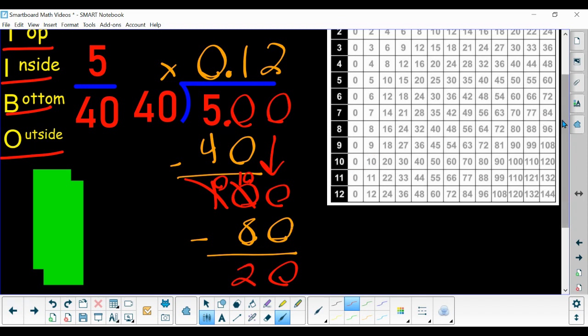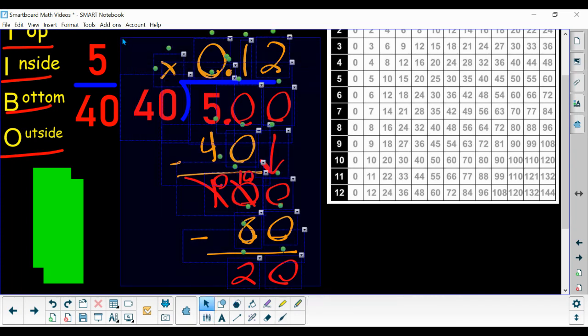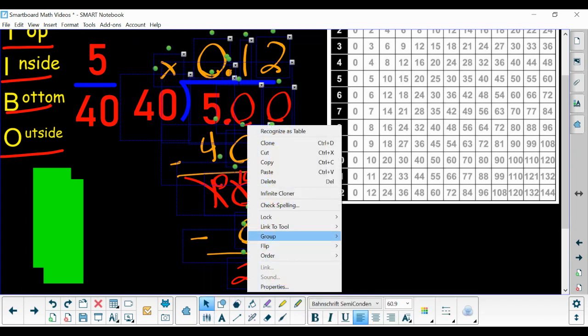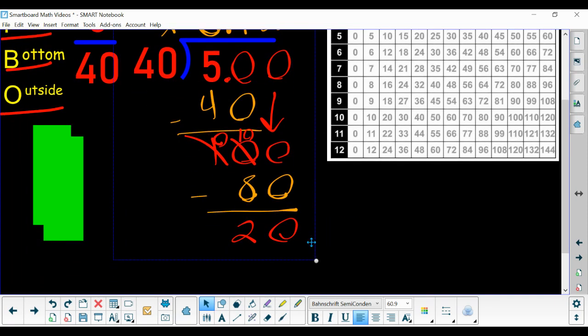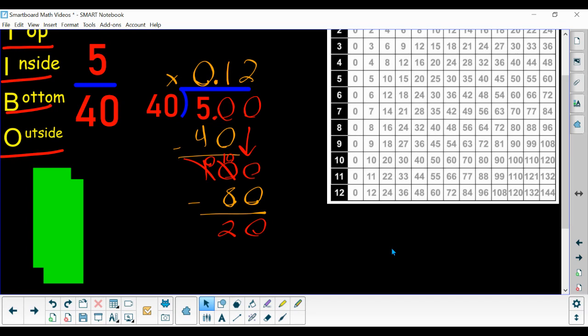All right, we're still not done yet. Remember, you want to make sure that you are left with 0. And we're still left with 20. Let me just make this smaller, so that way we can make sure we're seeing the whole question. All right, there we go.